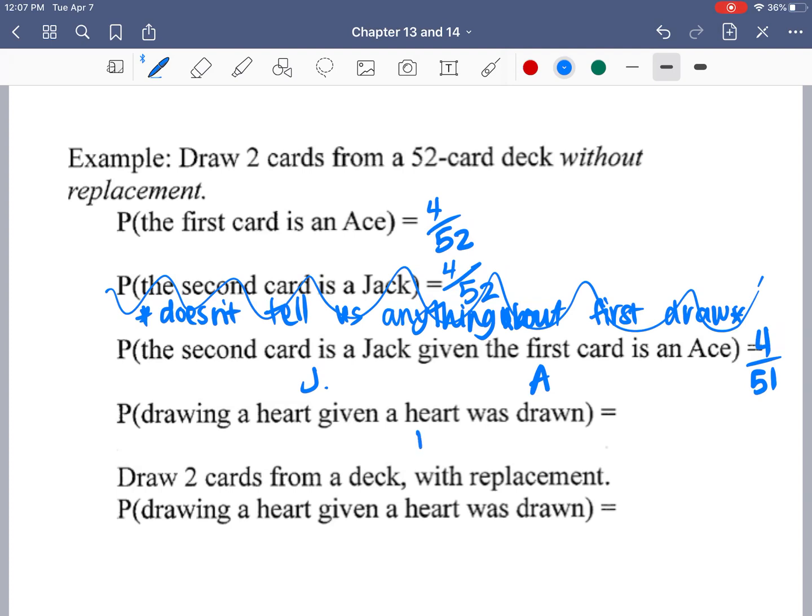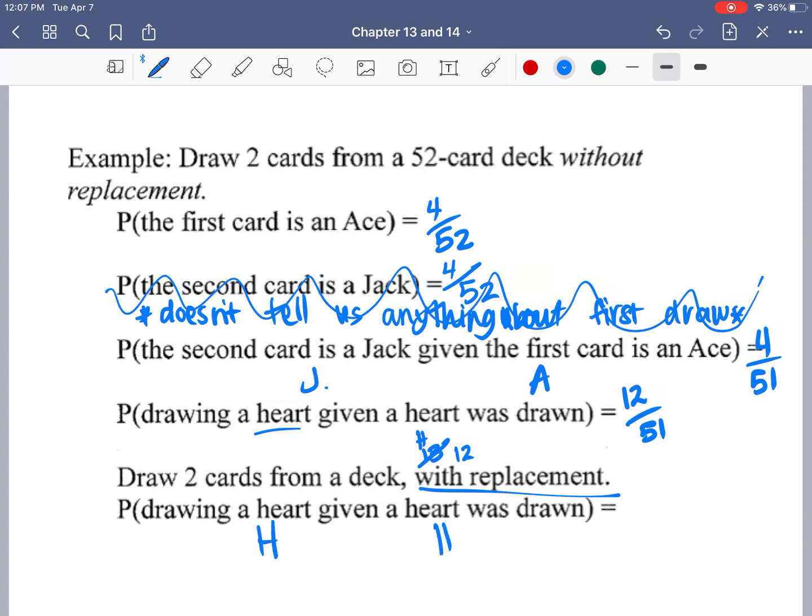Then I'm drawing again, so this is a new draw. The first card was a heart, so now there's only 51 cards left in the deck, and I want to know the probability of getting another heart. So there were 13 hearts, but I drew one of those out. So now there's only 12 hearts and only 51 cards.